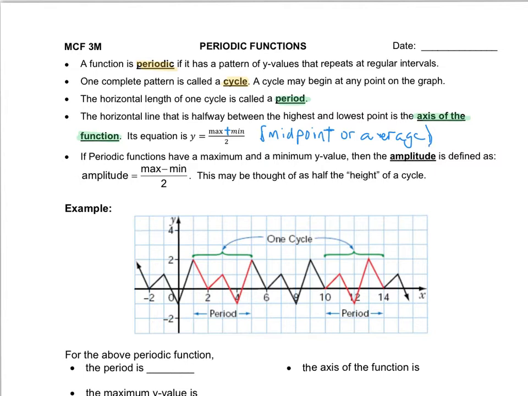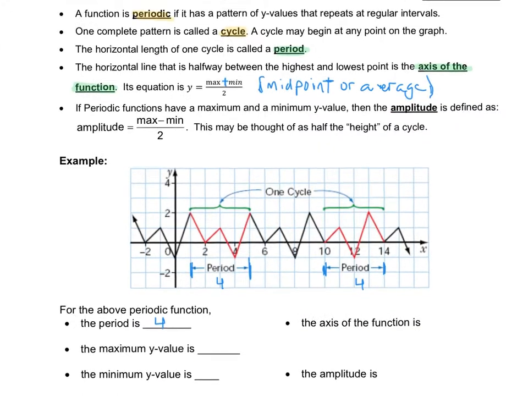So in this example, the period is the length of one full cycle. If I look here to here on my diagram, I'm going from 1 to 5. That would be a length of 4 units. Or if I look from 10 to 14, that's a length of 4 units. So our period is 4 units long.